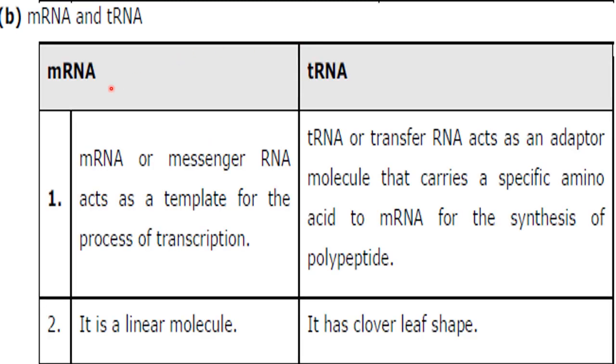Now, homework solutions of the previous lecture. One question was to differentiate the mRNA from tRNA. mRNA is called messenger RNA, and it acts as a template for the process of translation. tRNA is called transfer RNA, and it acts as the adapter molecule to carry the specific amino acid to the mRNA for the synthesis of protein. mRNA is a linear molecule, while you have seen that tRNA is a clover leaf shaped structure.